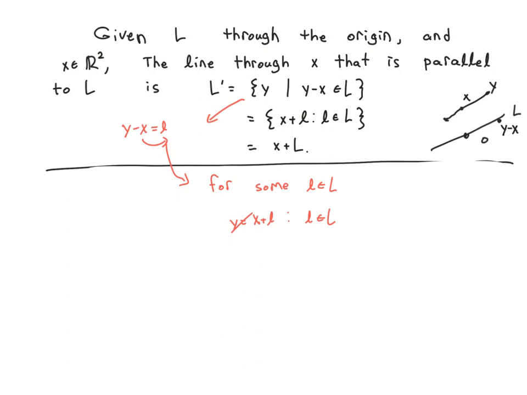And so L prime can be written this way. It's the set of all points of the form x plus little l, where little l is a point in my original line. That defines my parallel line. And so for a shorthand notation, rather than call this parallel line L prime, I'm going to call it little x plus capital L. Why? Because little x is a fixed point, and capital L is representing the idea that I'm going to add every element of L to x. And for each one, I'm going to get a different point. And this collection of points is this set.